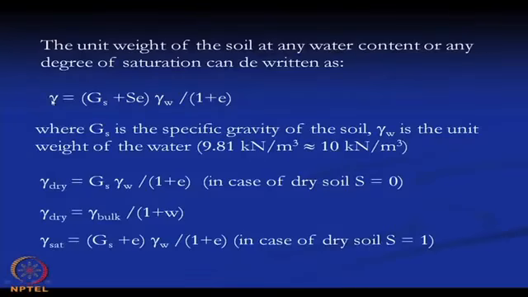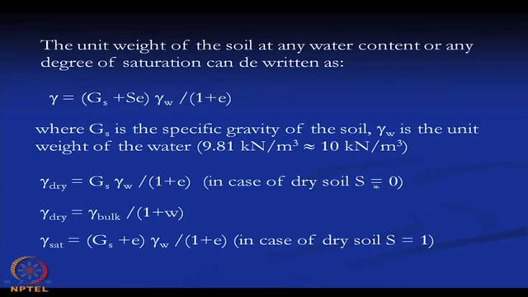If we denote the unit weight of the soil as gamma, then gamma bulk, or the unit weight at any condition, is given by (Gs plus S E) divided by (1 plus E), into gamma W. Gamma W is the unit weight of water, which can be taken as 10 kilonewton per meter cube. Gs is the specific gravity of the soil, S is the degree of saturation, and E is the void ratio.